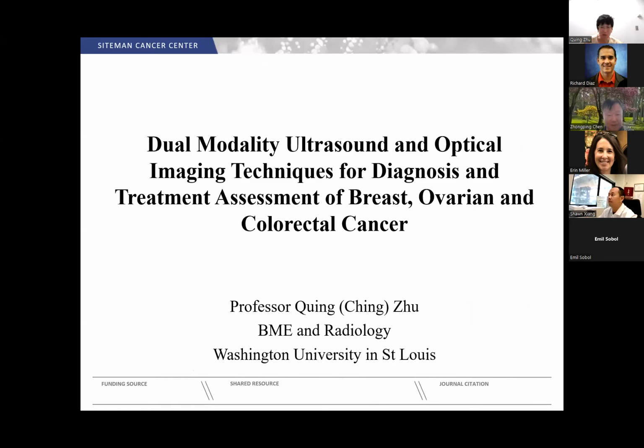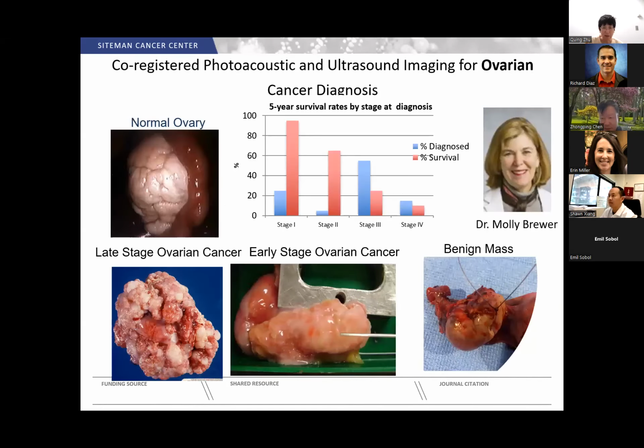So I will start with the ovarian and the colorectal cancer using photoacoustic technology. And then at the very end, I will also talk about using diffuse light for breast cancer imaging. So the talk is mainly oriented toward the disease and also our solutions. How did I get started on ovarian cancer?